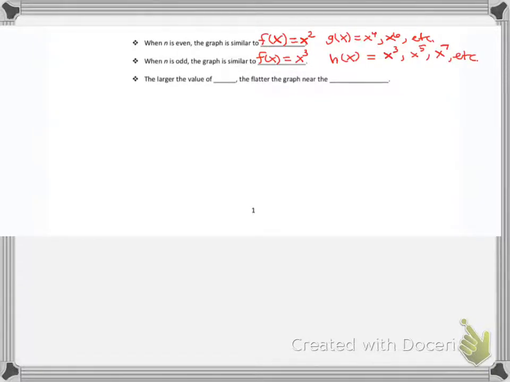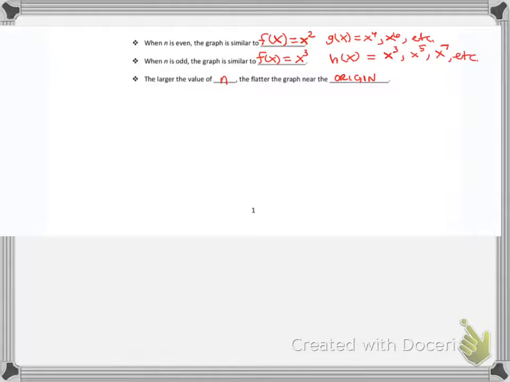The thing you need to keep in mind is that the larger the value of n, the flatter the graph is near the origin. The reason for that is, near the origin, the values are fractions, right? Between 0 and 1, or negative 1 and 0, take for instance 1/2.